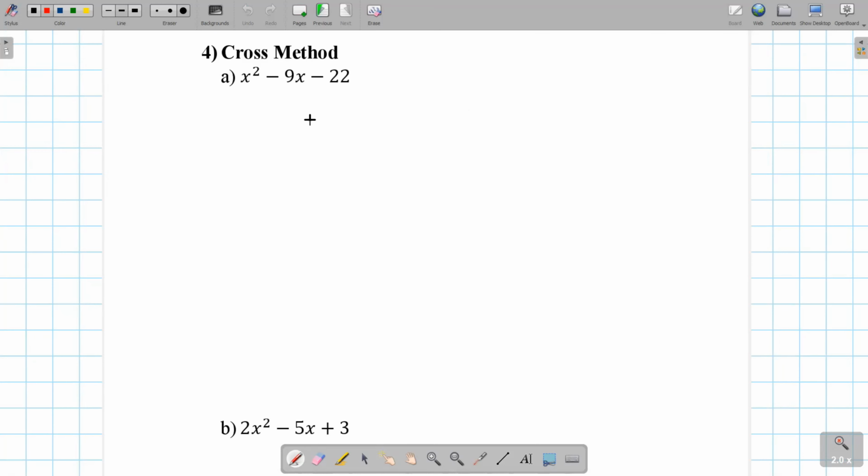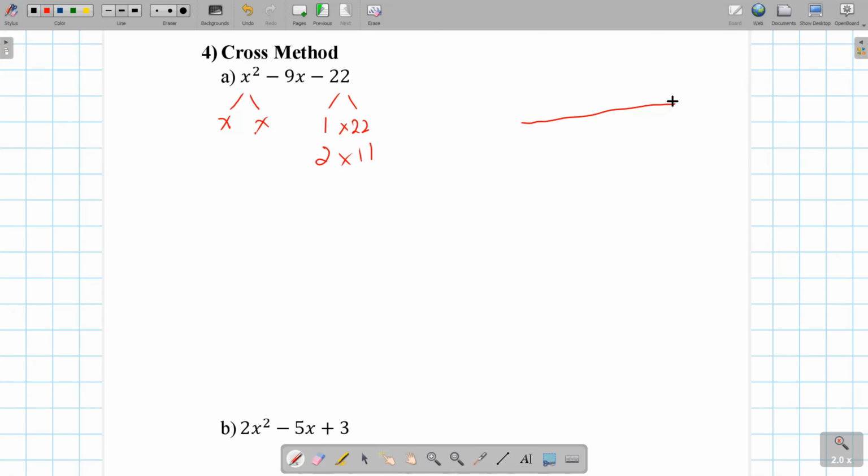So when we want to factorize using this method, look at this. We have x squared. The factors for x squared will be x only. Whereas the factors for 22 may be 1 times 22 or maybe 2 times 11. Now, the decision of the factors for 22 will depend on the term in the middle.